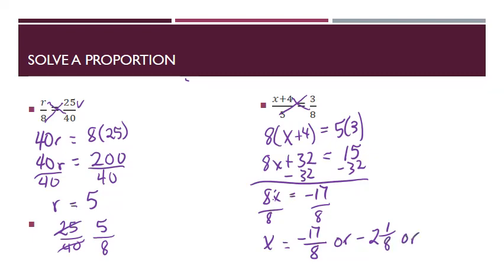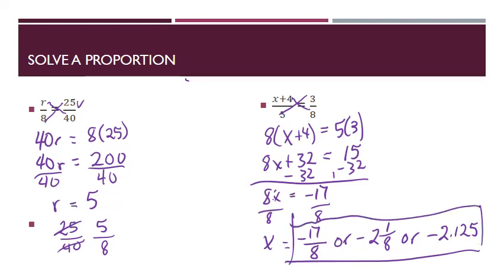Or if I did this as a decimal, well, let me get in my calculator and I'm going to put negative 17 divided by 8. And that would come to negative 2.125. So any of these three answers would in fact be correct. Now there's an example of solving a proportion.